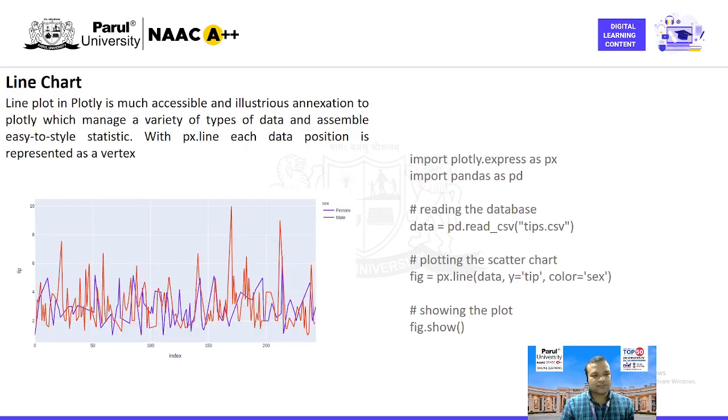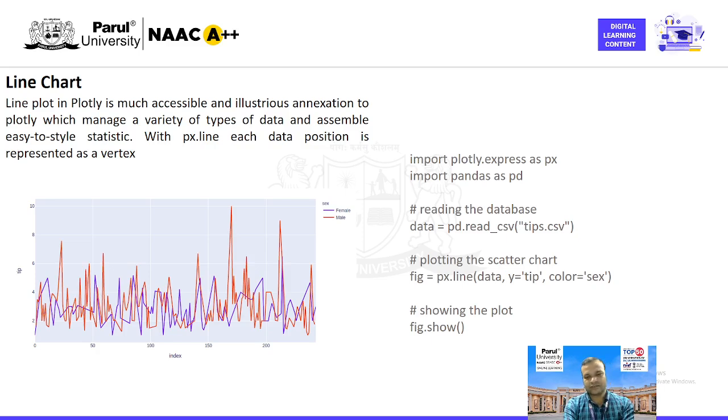Similarly, the line chart in Plotly is a much accessible and illustrious extension to Plotly, which manages a variety of types of data and assembles easy-to-style statistics with px.line. Each data position is represented as a vertex. So you can see here, this is the graph which will be generated by this code.